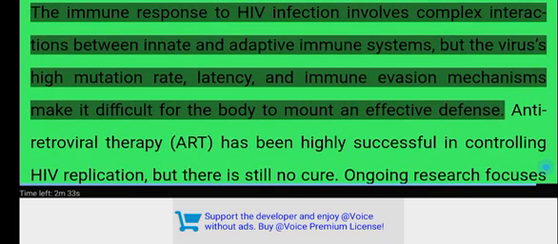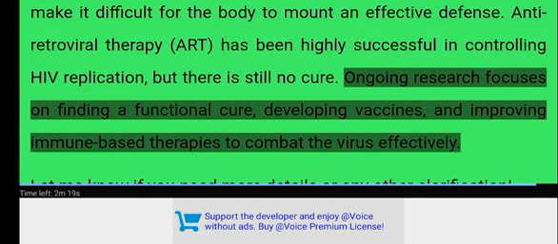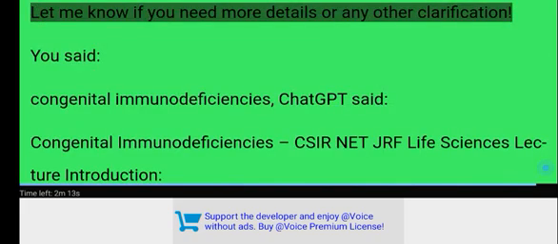Conclusion. The immune response to HIV infection involves complex interactions between innate and adaptive immune systems, but the virus's high mutation rate, latency, and immune evasion mechanisms make it difficult for the body to mount an effective defense. Antiretroviral therapy (ART) has been highly successful in controlling HIV replication, but there is still no cure. Ongoing research focuses on finding a functional cure, developing vaccines, and improving immune-based therapies to combat the virus effectively. Let me know if you need more details or any other clarification.